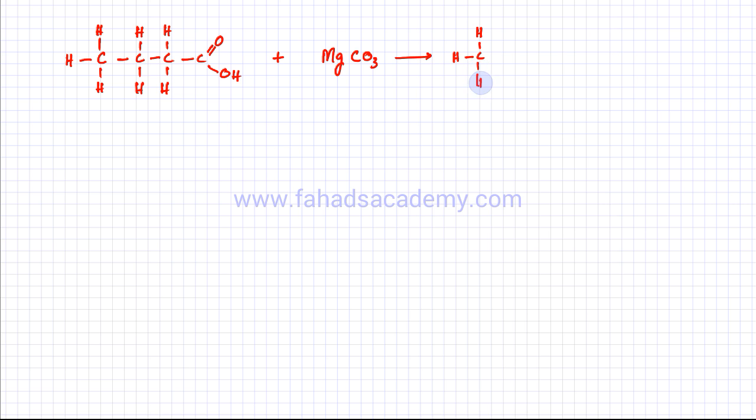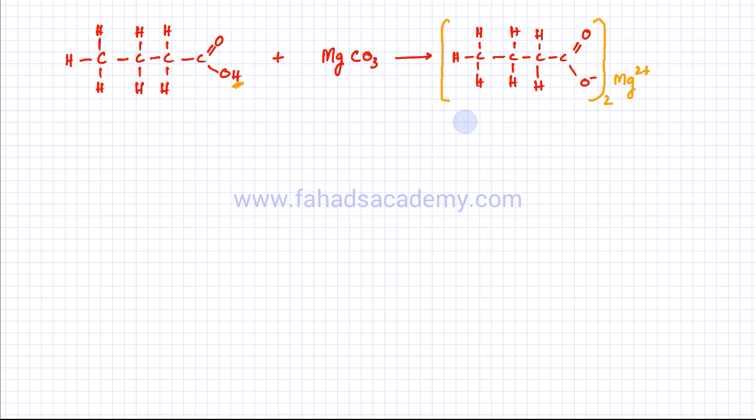Butanoic acid has 4 carbon atoms. So I'm completing the structure now. And it's this hydrogen that's going to be replaced. The carboxylic acid hydrogen is going to be replaced, so I'm going to replace it with Mg. But the problem is that Mg has a 2+ charge. So that would mean, to balance out the charges, there should be 2 ions of butanoate. So that would be the formula.